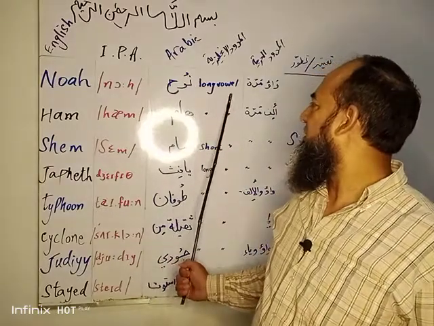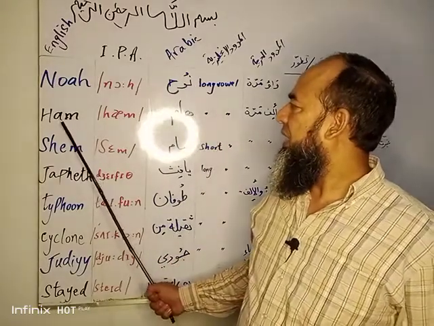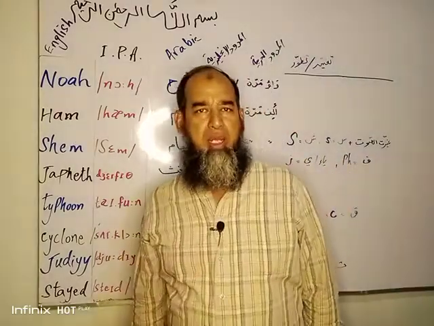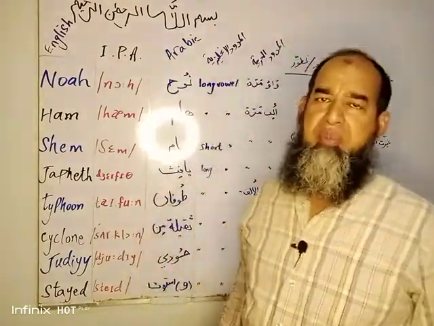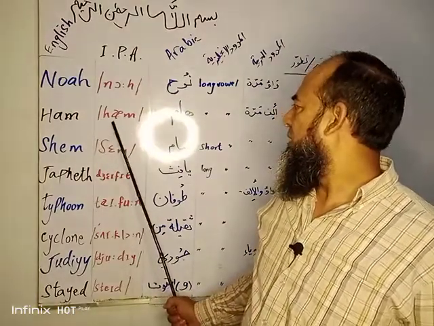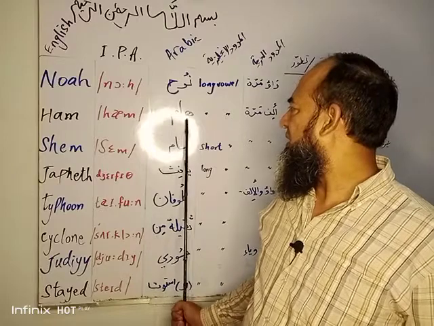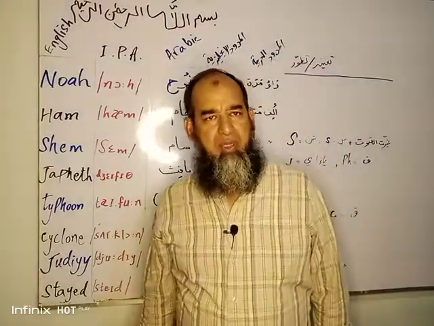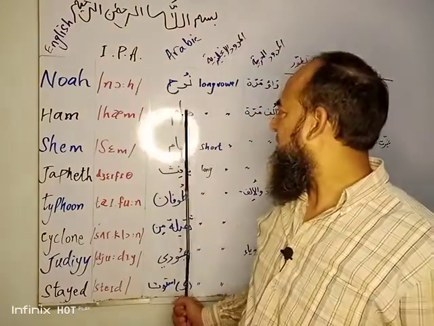It's a long vowel here, and the dictionary says it's Ham or Aham. Both are correct. Mostly people say Ham. It's about the son of Noah. That is written in Arabic like this. This is Ham. So it has alif madda.